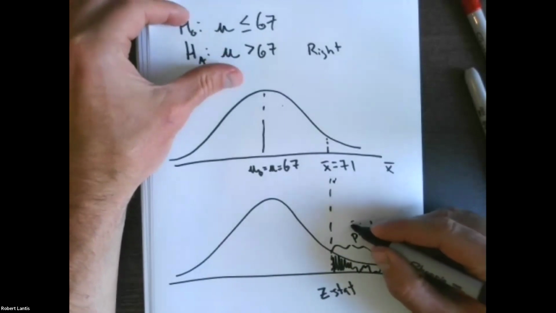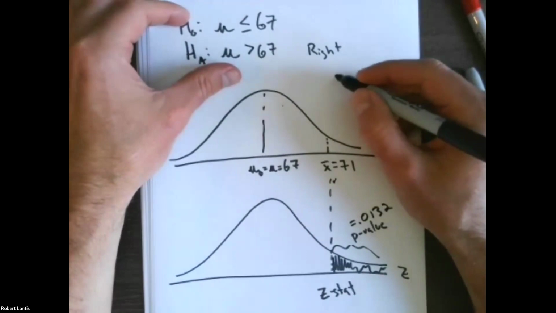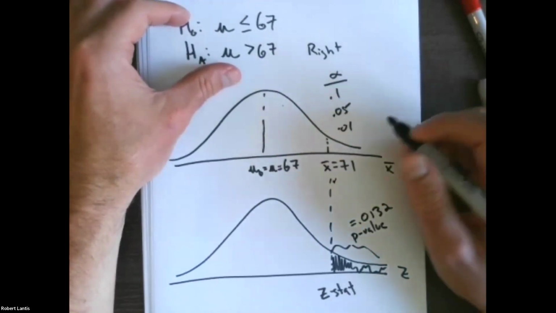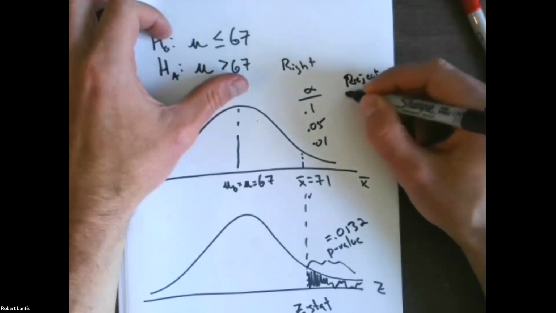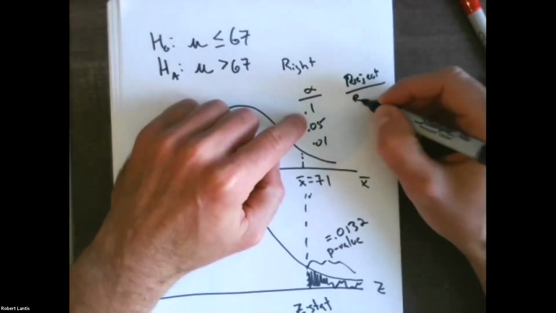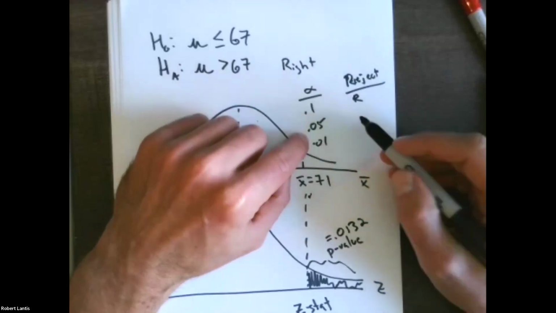So once I know this p-value is 0.0132, I can compare it to a bunch of different alphas. Now my conventional alphas are 0.1, 0.05, 0.01. So what would my rejection decision be? Well, is this p-value less than alpha? Yes, so I can reject at the 10% significance level or 90% confidence level.